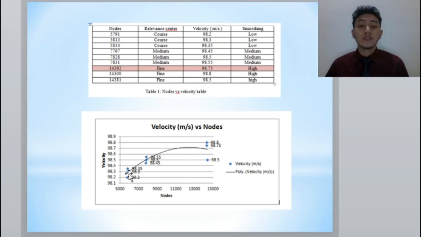As we can see from the graph, we will choose 14,292 nodes because around 11,000 to 14,000 is the most constant range of nodes for the velocity that impacts the feather. So we will choose these nodes.